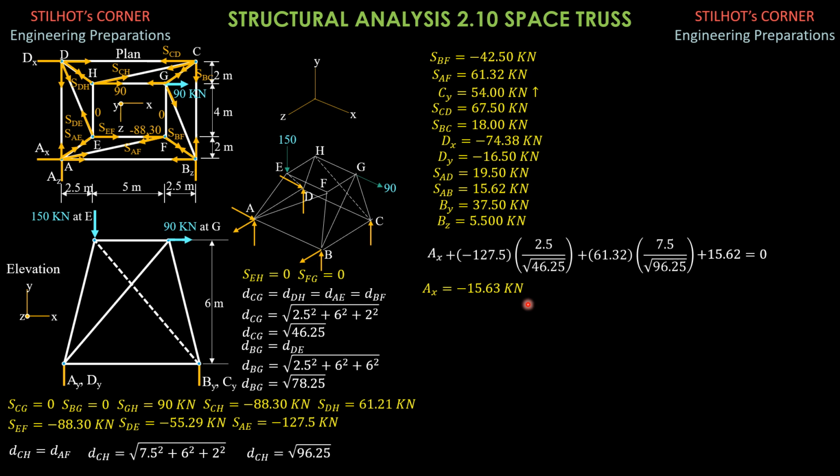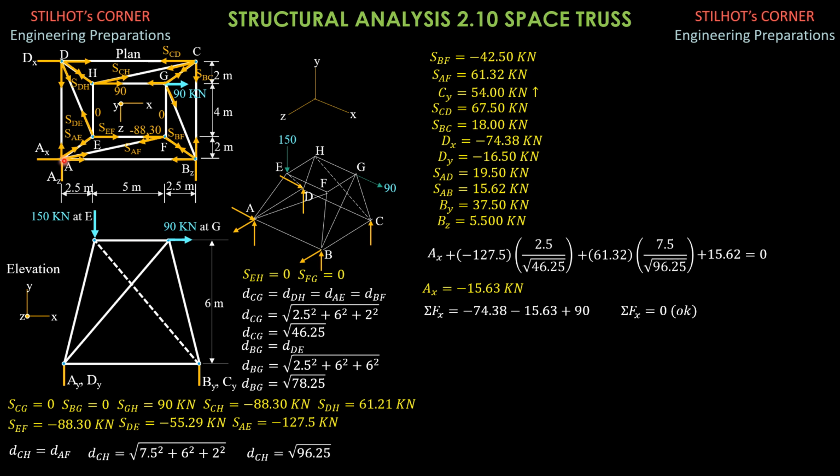We can now check the whole system, summation forces X, if it is 0. So summation forces X equals, this is DX, negative 74.38, then plus AX, which is negative 15.63, plus 90, the load rightward, then it is 0, almost 0. So that's okay.